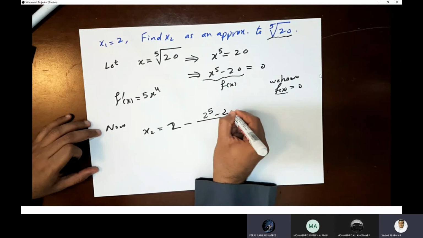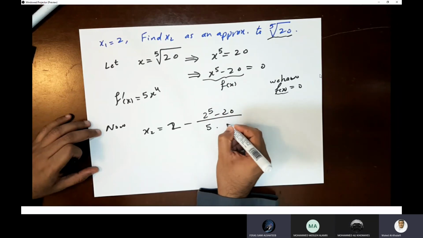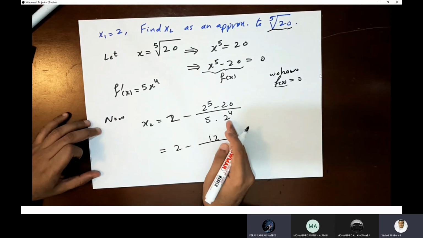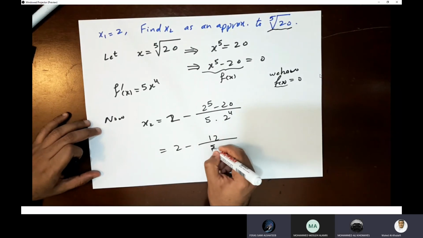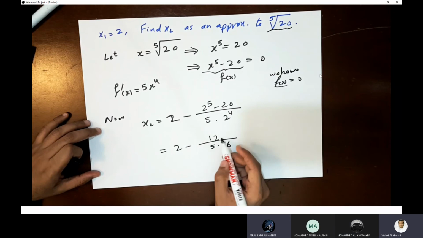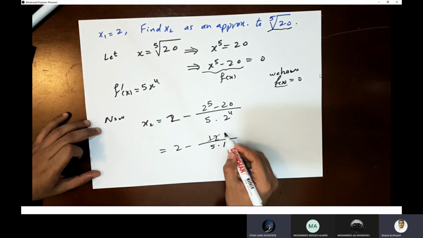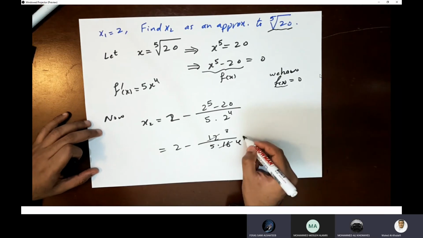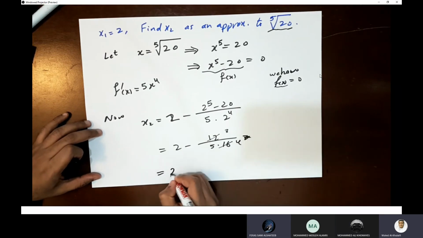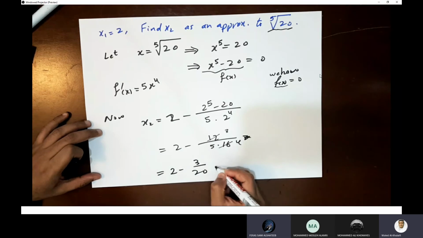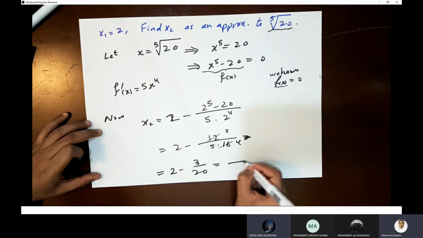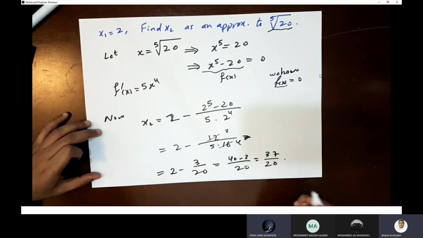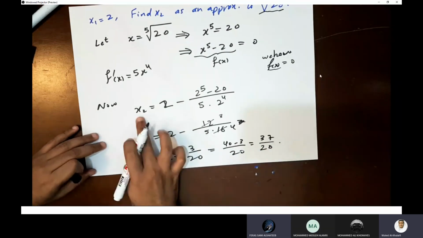Let me write it here, 2 to the power 4 minus 20. 32 minus 20, which is 12. 12 over 16, 5 times 16. But of course, you know that this is divisible by 4. Divide by 4, you get 3 over 4, right? So this is equal to 2 minus 3 over 20, right? So this implies that 40 minus 3, so this is 37 over 20. This is the x2.